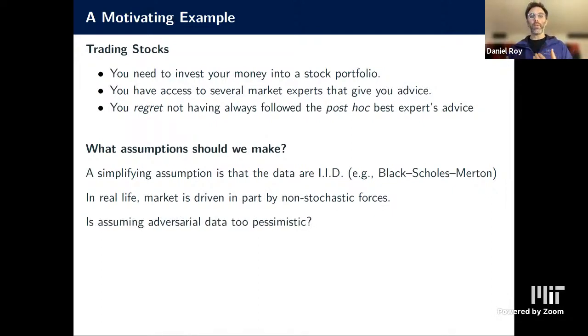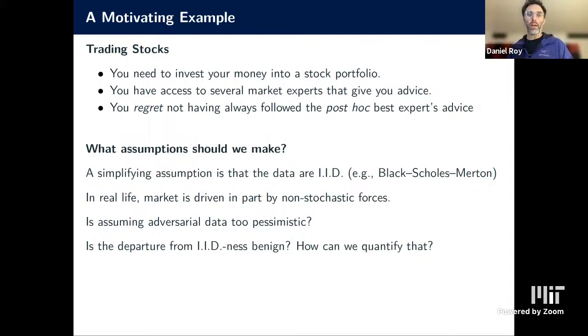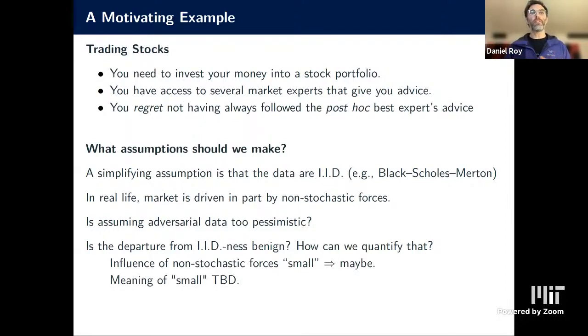Now, I think in most situations, just assuming that the data is adversarially chosen for you is a bit too pessimistic. But at the same time, how do you think about how the data might be merely a departure from i.i.d.-ness? In what sense might it be a benign one? And how might you quantify that? You might hope that the influences of the non-stochastic forces in the market are small and not going to affect you. But then this just raises the question of what it means to be small.